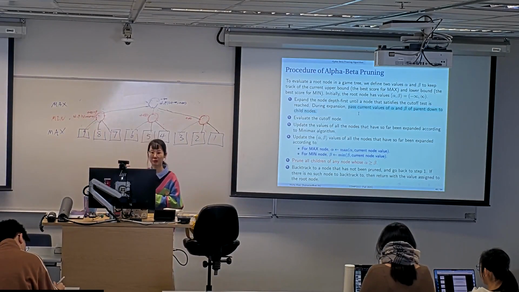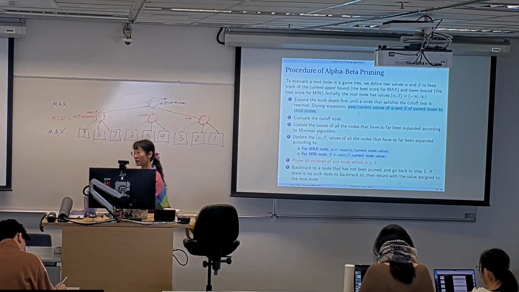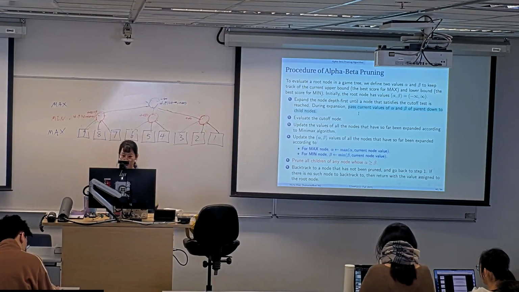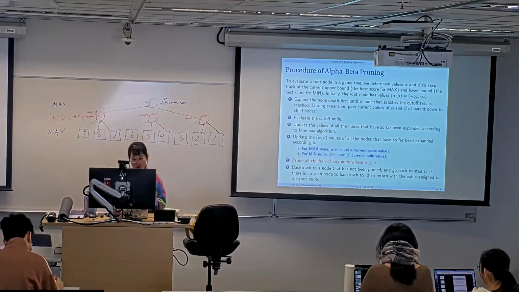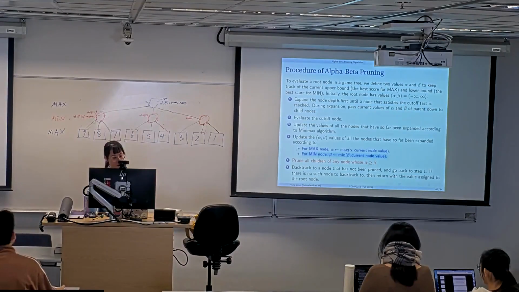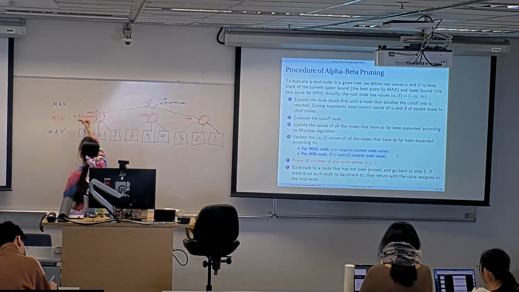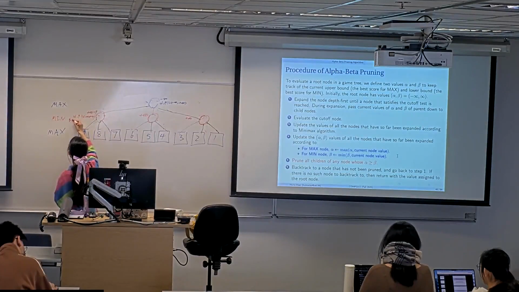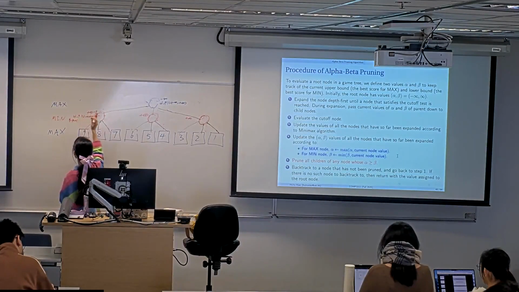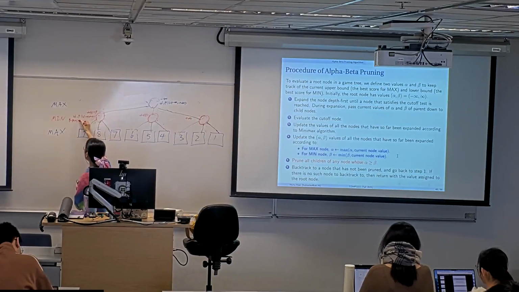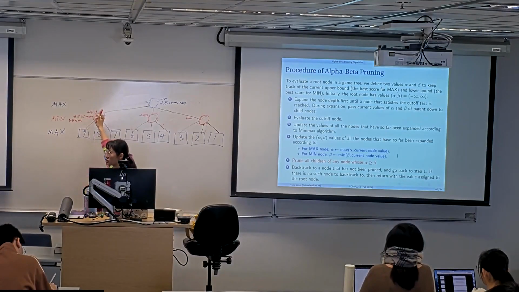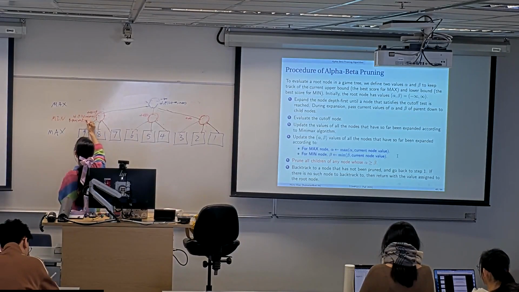And since it's a min node, we also need to update the beta value. For a min node, we always update beta. For a max node, we update alpha. It's a min node, so we only update beta. So now beta gets updated to the minimum between the old value, positive infinity, and the new value of this node. The node value was already updated, so beta will be updated to that value.